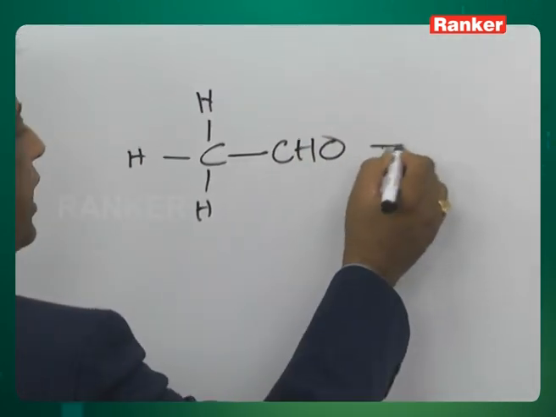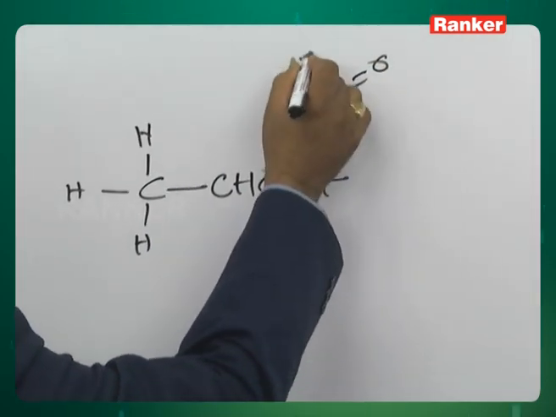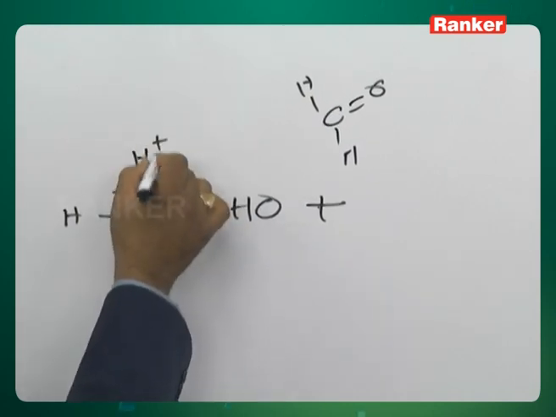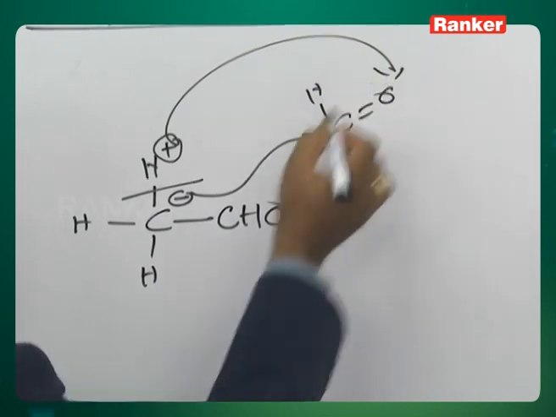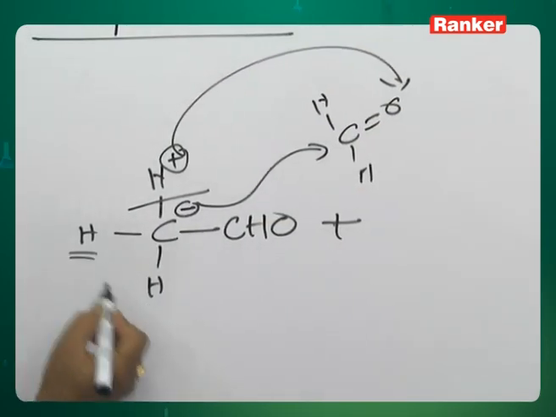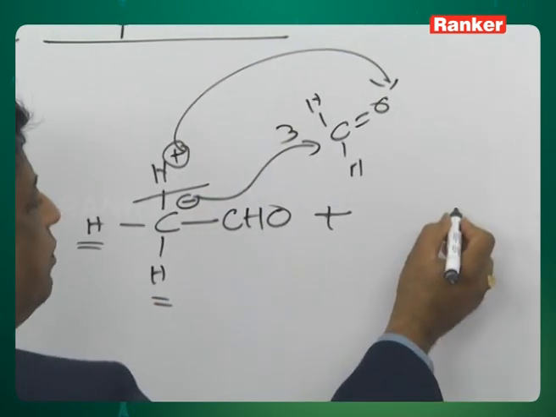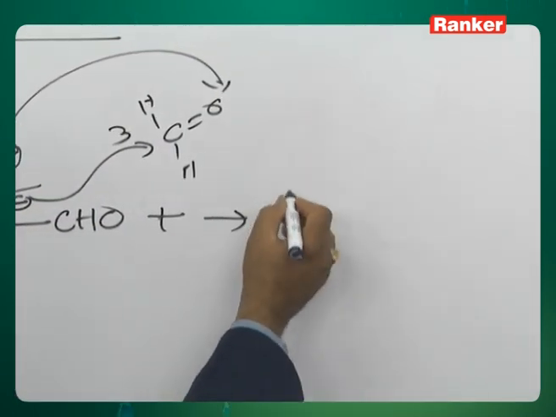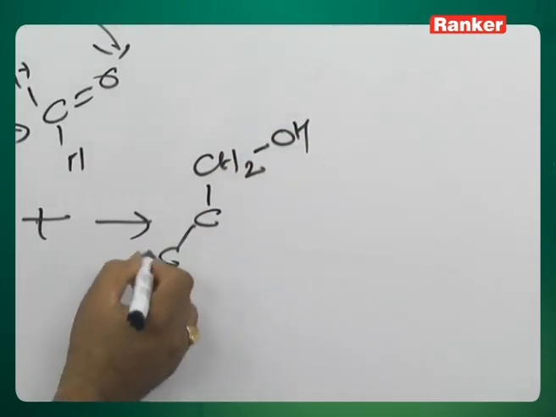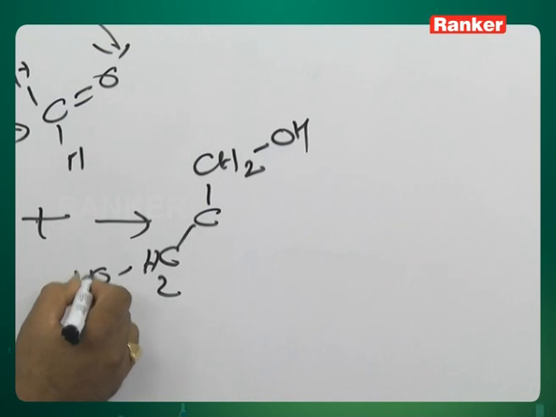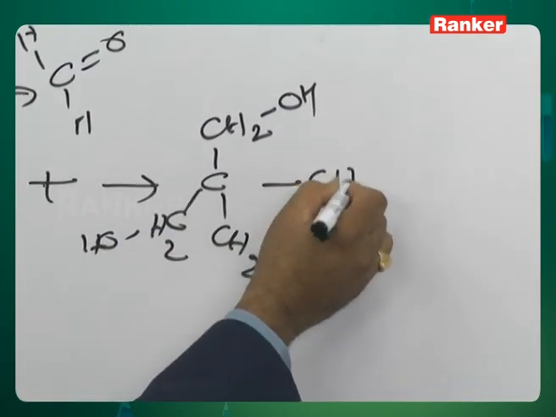So, it reacts with the formaldehyde. In the acetaldehyde we have a hydrogen here, so it splits up into an alpha proton and an anion. The anion will attack here, and a proton will add on here. Like that, all these hydrogens will react with 3 moles of formaldehyde, and consequently in this reaction you will get 3 CH2OH groups. But still we have an aldehyde group.